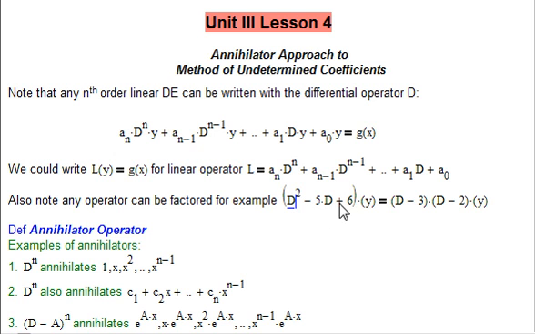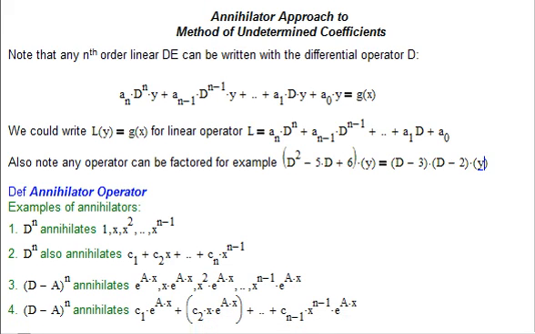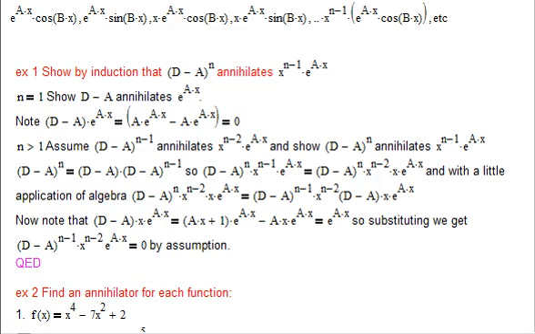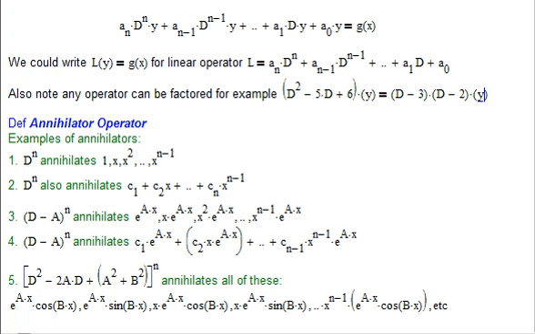algebraically. D squared minus 5D plus 6 applied to y is D minus 3 times D minus 2 applied to y. So now we have something called an annihilator operator. Yes, okay, and this annihilator operator is going to help us with stuff, okay? Now, let's look at some annihilator operators.